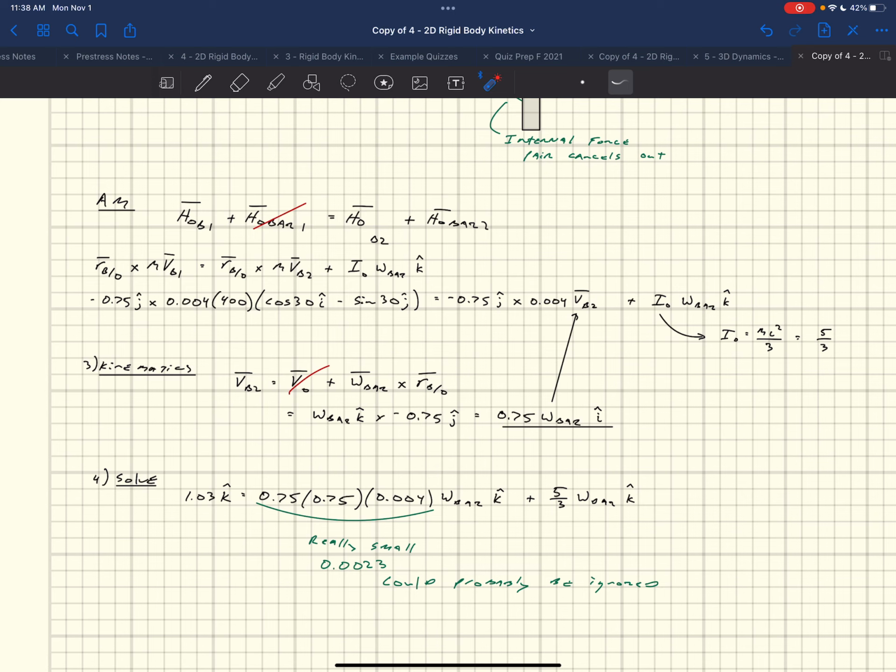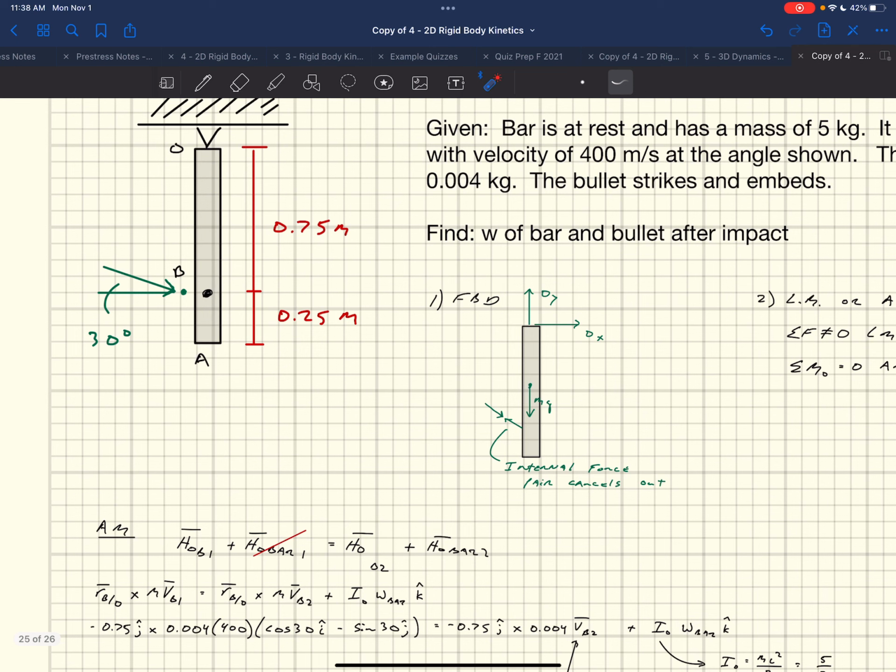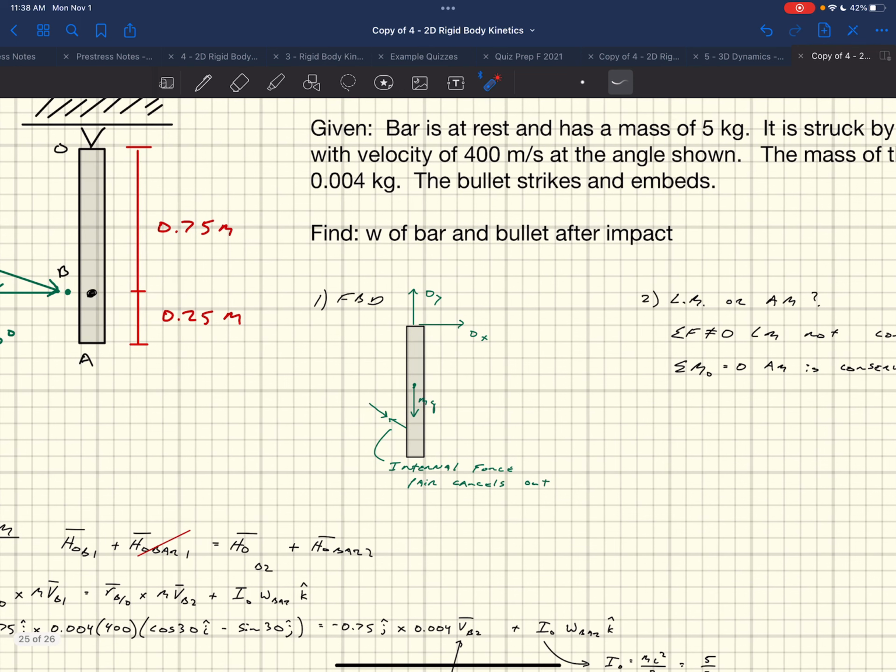There are some cases where it absolutely makes a difference. If this was a 2 kilogram bullet slamming into a 5 kilogram bar, that's a big bullet, but then it makes a difference. But if it's really, really small, it probably doesn't make a difference. We were only able to solve this because we saw the internal forces cancel out, so the resultant moment for the system is equal to 0. It gets a little weird when we talk about systems, but really, there will be a force acting on that bullet, and then it's going to change how that bullet is moving.